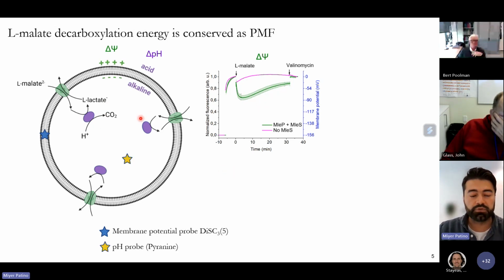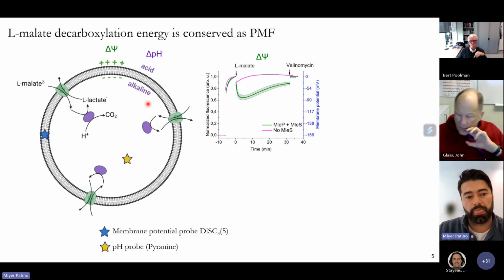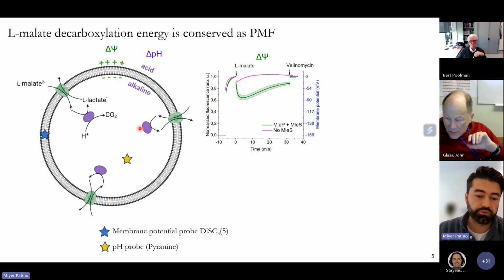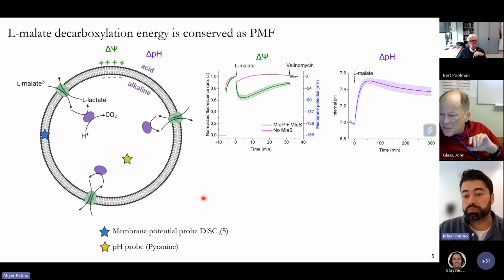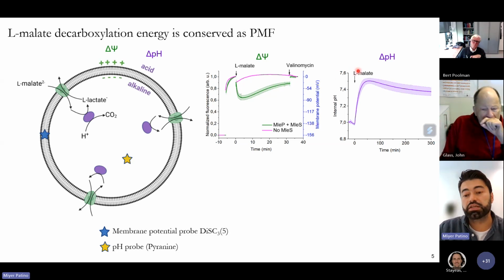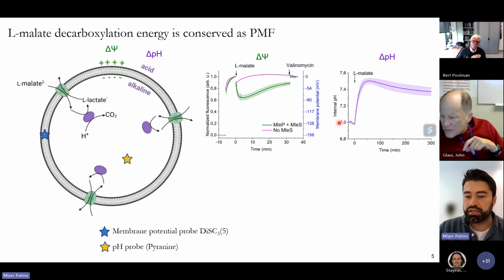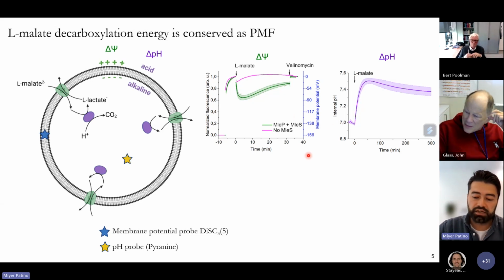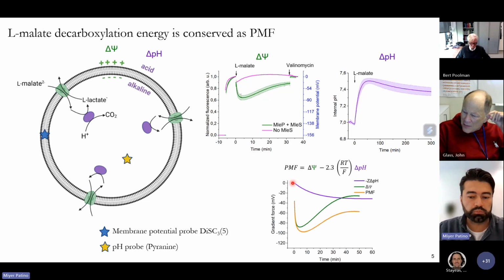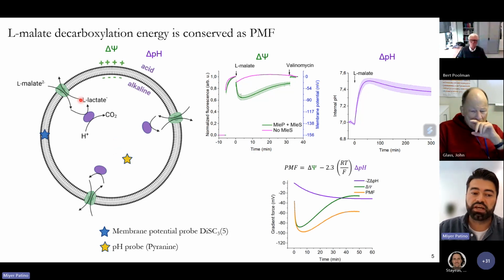Then, to test whether this system was able to generate a proton chemical potential, or pH gradient, we used another probe that Bert already mentioned, pyronine, to report the pH. We observed that upon external addition of malate to these vesicles, we saw a prominent alkalinization. Together, they tell us that it is possible to form proton-motive force, and to conserve the energy released from the malate decarboxylation in the membrane of synthetic vesicles.